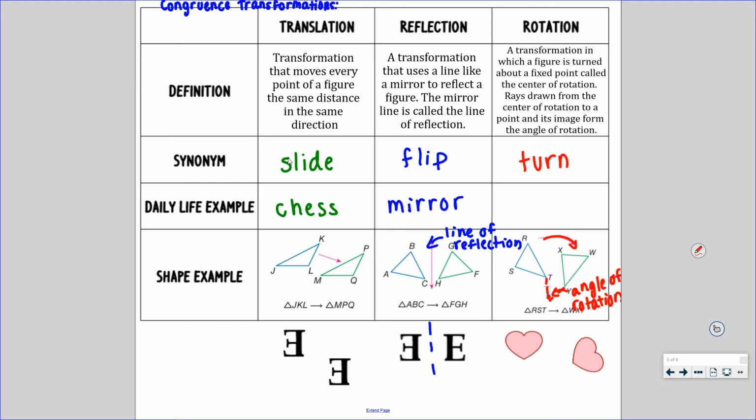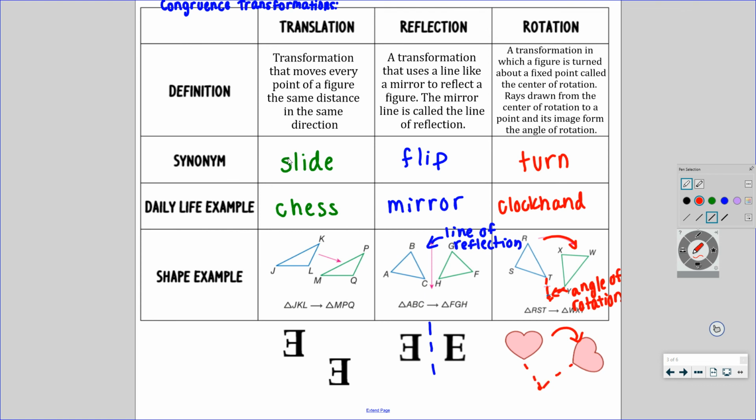The daily life example I came up with was the hands on a clock. Those just rotate around and around. It's just rotating about a fixed point. So you can see this heart. It's not a translation, right? I didn't just slide it. It's not a reflection because there's no line I could fold this over and get the same image. I just turned it on its side a little bit. That's a rotation. It's turned about some fixed point down here.